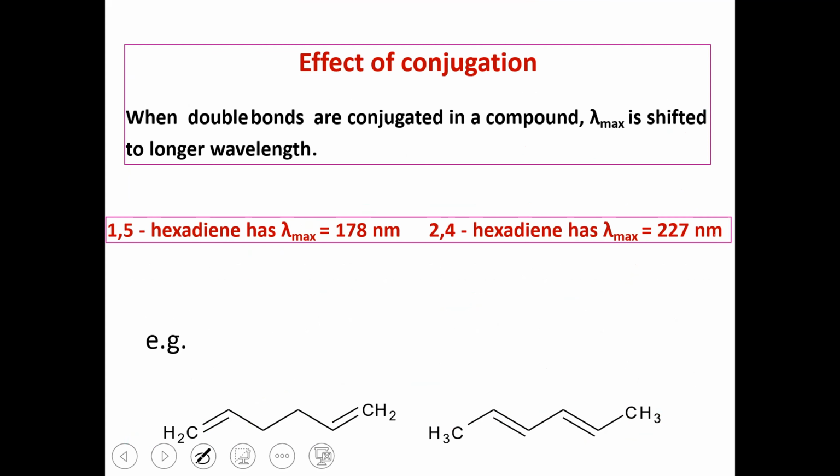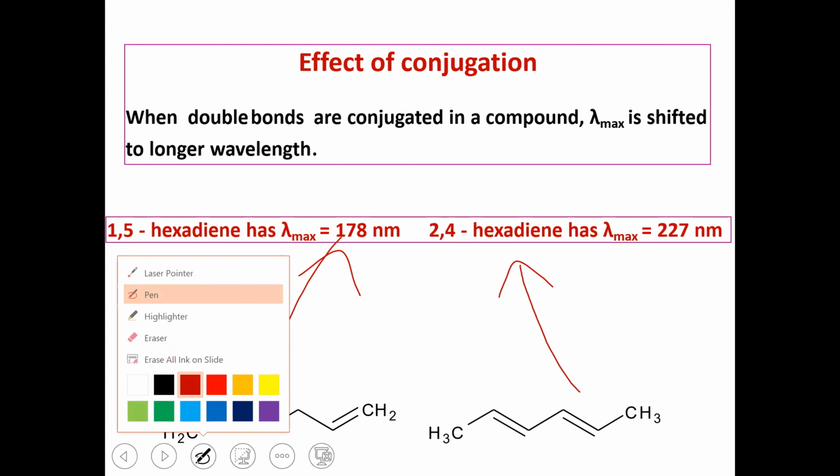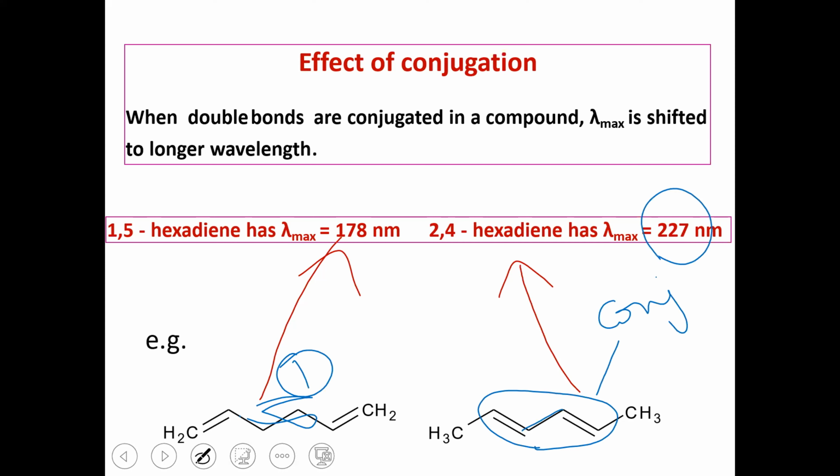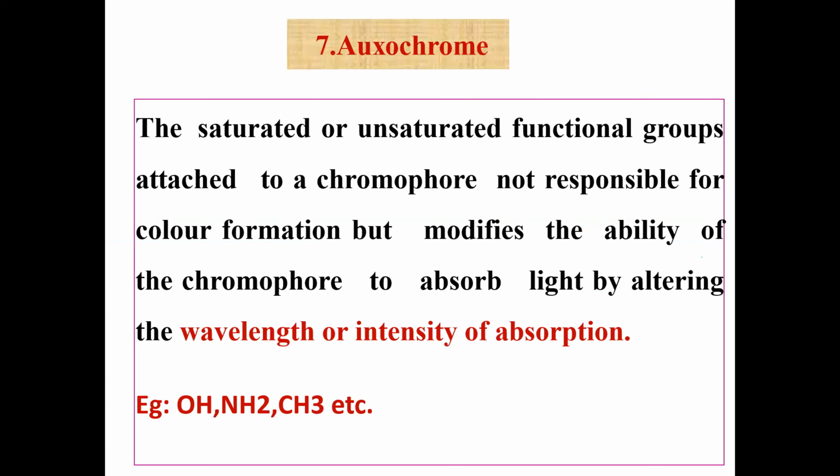So this is the best example I can show here. This compound absorbs at lower wave number, whereas this one absorbs at higher wave number. So what's the reason? Here the conjugation is missed out in the first case, because the double bonds are separated by 2 single bonds, right? But here the double bonds are separated by 1 single bond. So it's a conjugated structure, so it has absorption at the higher wavelength. So if the conjugation is more, your absorption towards the higher wavelength happens.